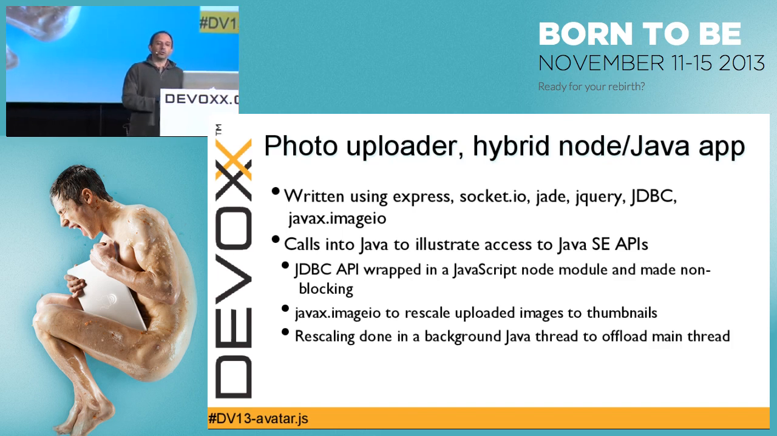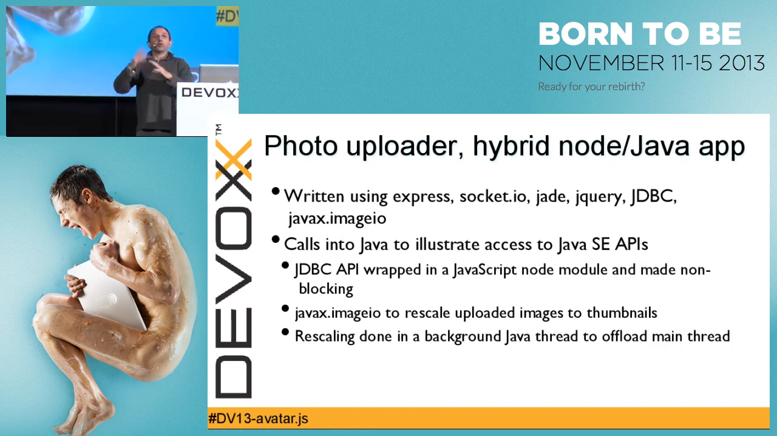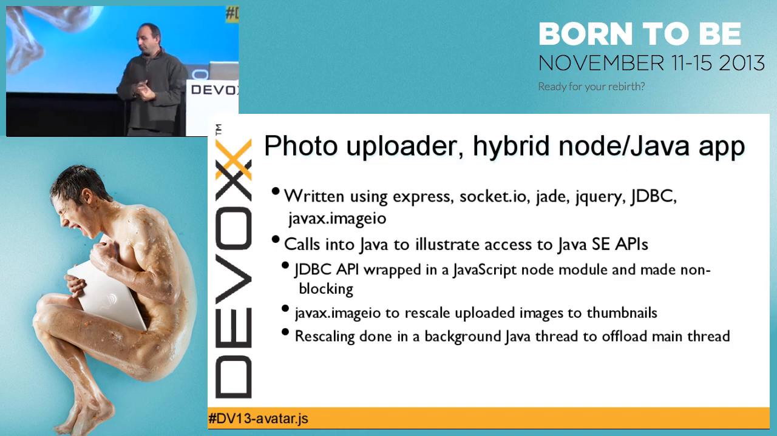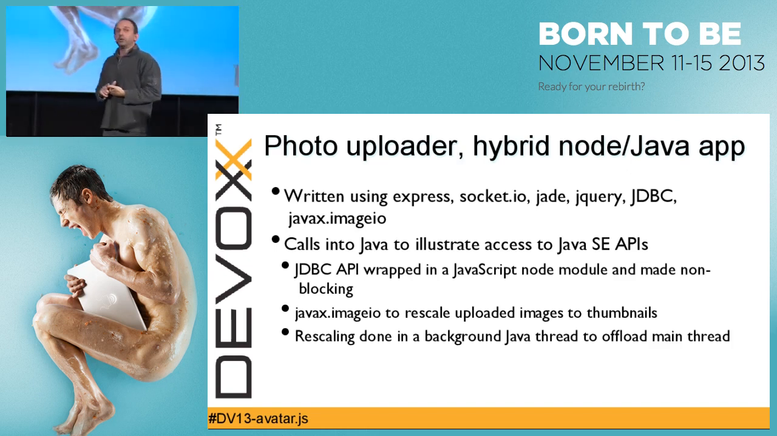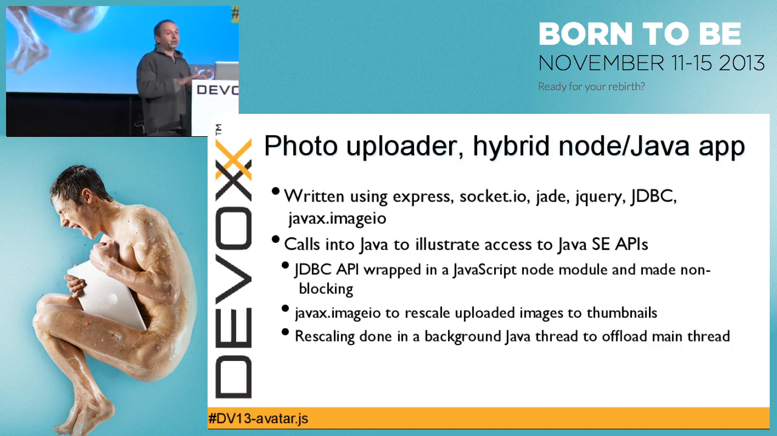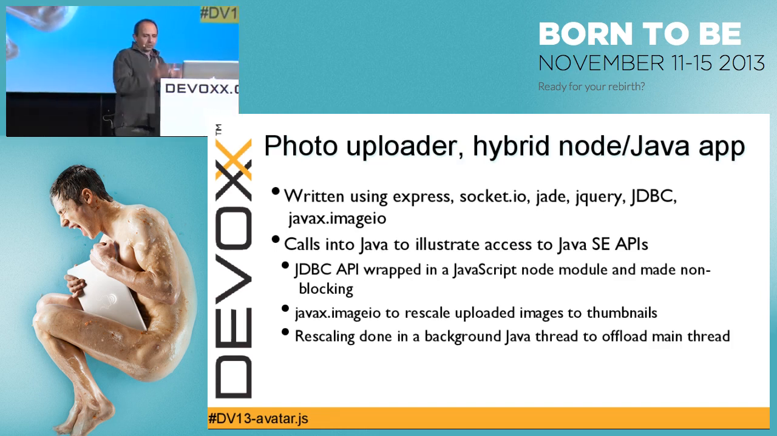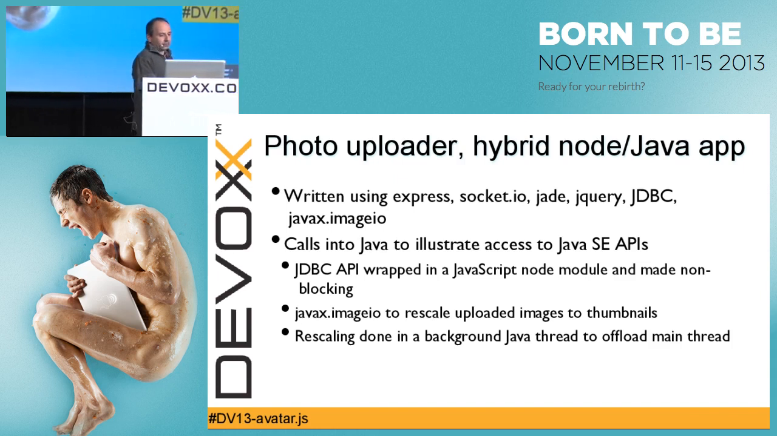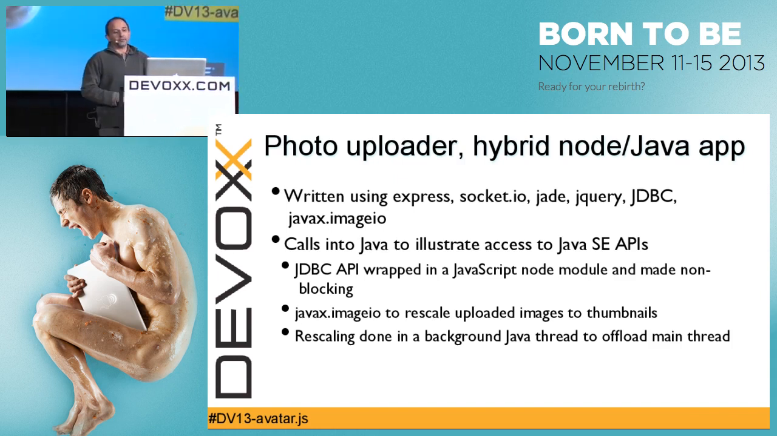And image IO to rescale and generate the thumbnails. Both communication with the database and rescaling are done in a background thread. The main thread is only executing fast code that is not requiring a lot of time to execute.